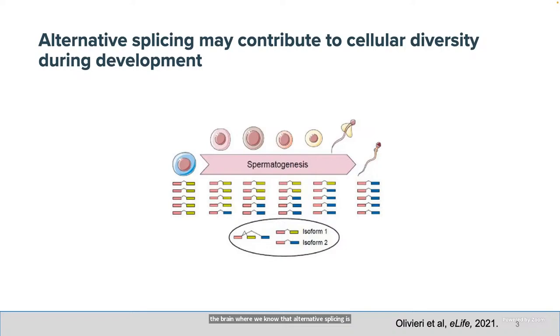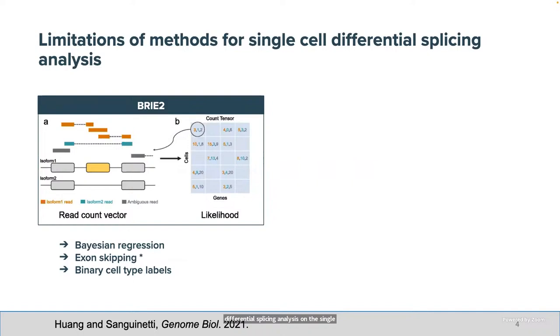So how do we actually go about doing this type of differential splicing analysis on the single cell level? This work is pretty recent. Over the last couple of years, these technologies have even started allowing us to look at this problem. Several methods already exist for doing this, such as BRIE2, which uses Bayesian regression to model read counts across two potential transcript isoforms. This approach, however, requires cell type annotations, and it can only model two contrasts of cells at a time, such as disease cells or healthy cells.